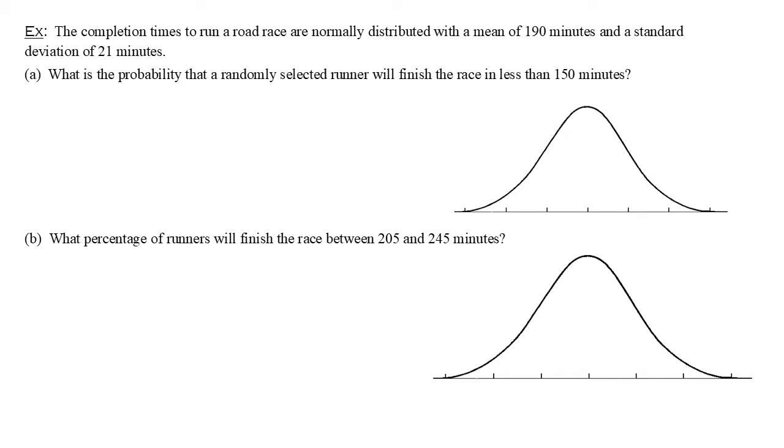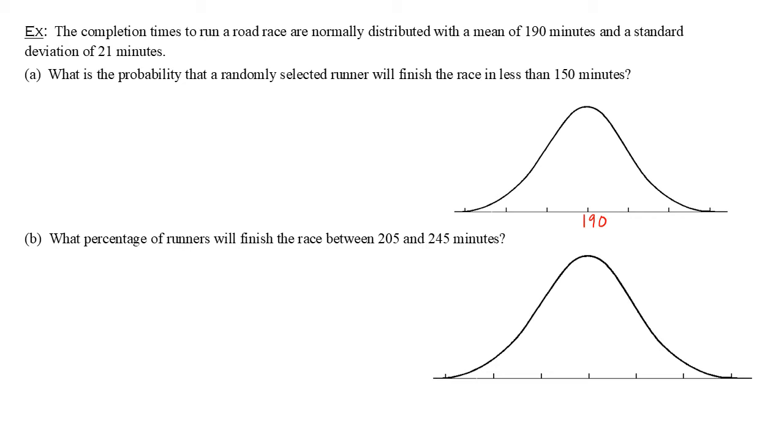In this example, the completion times to run a road race are normally distributed with a mean of 190 minutes and a standard deviation of 21 minutes. What is the probability that a randomly selected runner will finish the race in less than 150 minutes? So here we can imagine that in our distribution we have 190 for the mean and a standard deviation of 21.